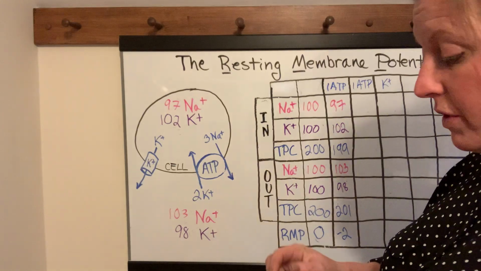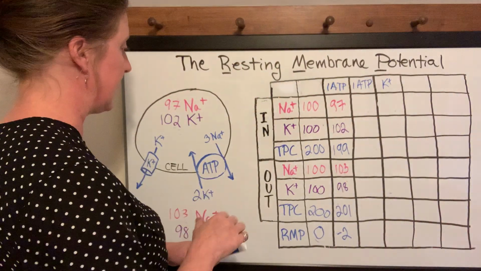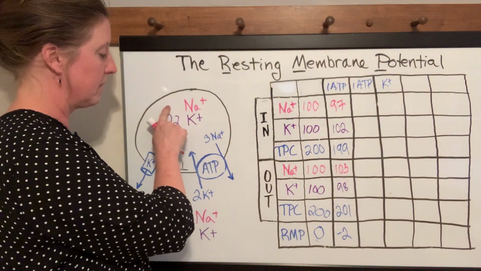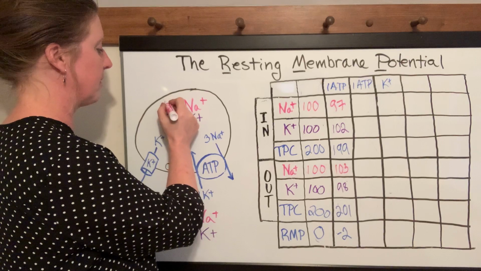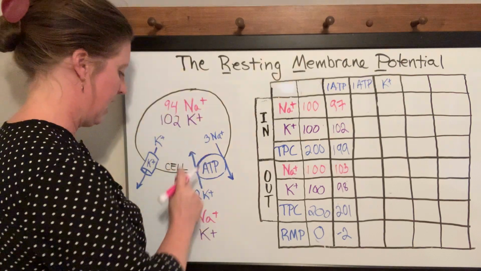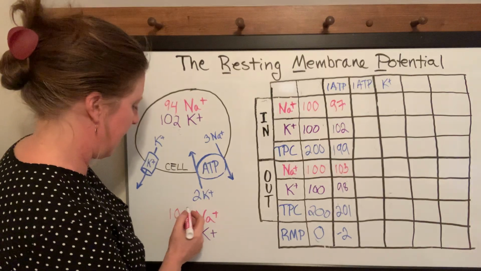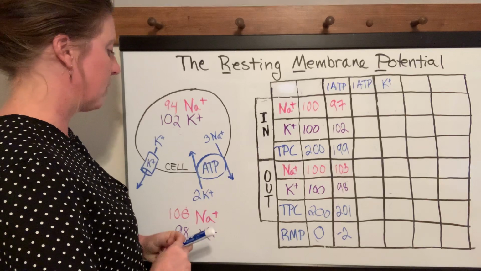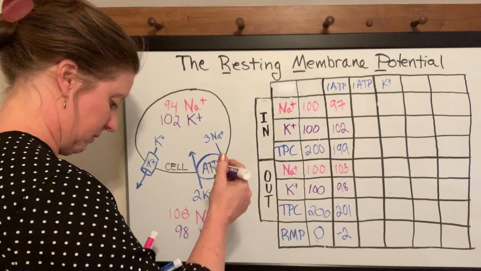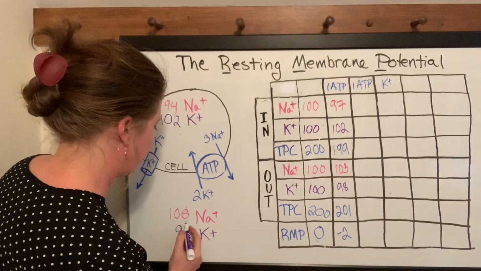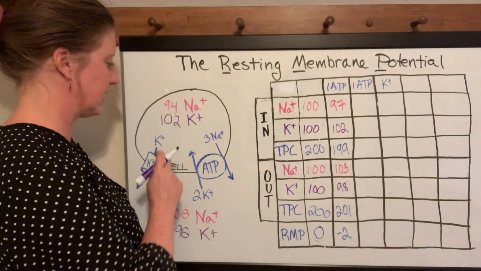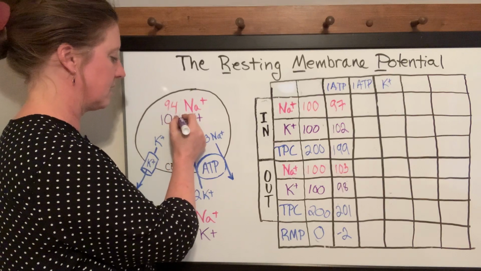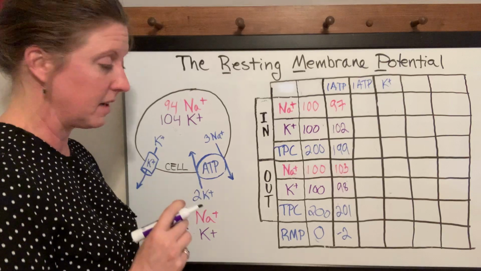Let's do it one more time with 1 more molecule of ATP. Just like before, we're going to take 3 sodiums away from the inside of the cell, so 97 minus 3 is 94. And we're going to add those to the outside of the cell, making that 106. And then we're going to take away 2 potassiums from the inside of the cell, make that 96, and add them to the outside of the cell, which makes this 104. I hope I'm doing this right.